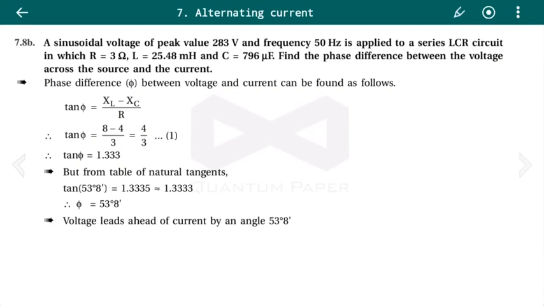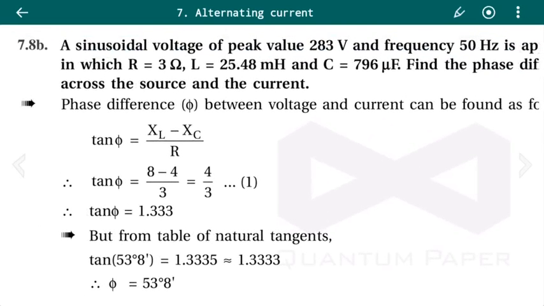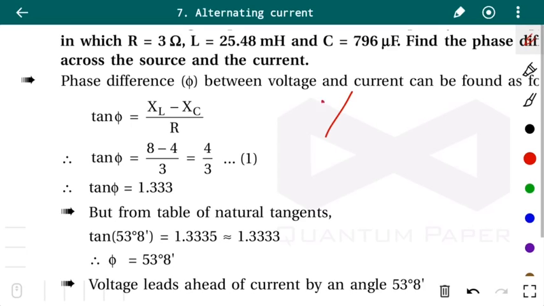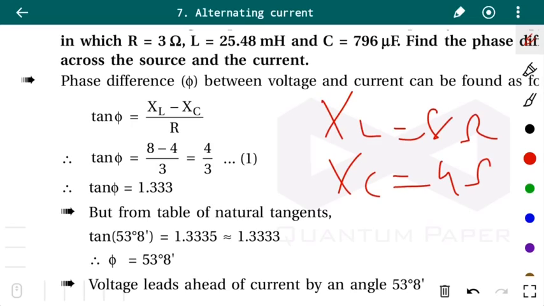Now we know the phase difference between the voltage across the source and the current is given by tan phi equals XL minus XC by R. First of all we need to find XL and XC, because here we are not given the values of XL and XC directly. In the previous part we have already found the inductive reactance and the capacitive reactance, where XL equals 8 ohm and XC equals 4 ohm.